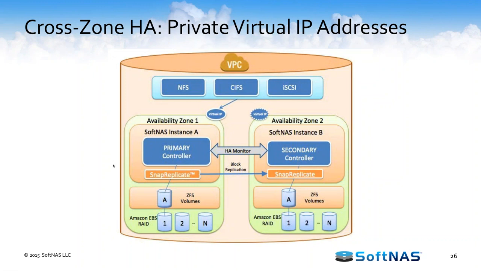What you would do there is the same underlying SnapReplicate technology and monitoring technology. However, what happens here is that you pick a virtual IP address that is outside of the CIDR block of your VPC. Your clients map to it. There's an entry that's automatically placed into the route table. And should a failover occur, we'll update the route table automatically in order to route the traffic to the proper controller that should be the primary at the time. This is probably the more common way of deploying SoftNAS in a highly available architecture.